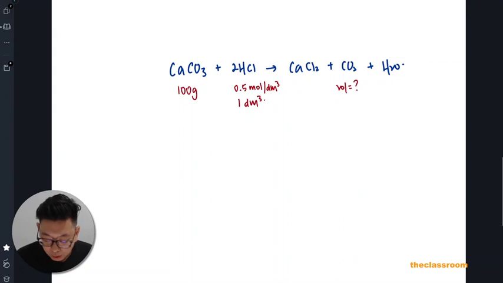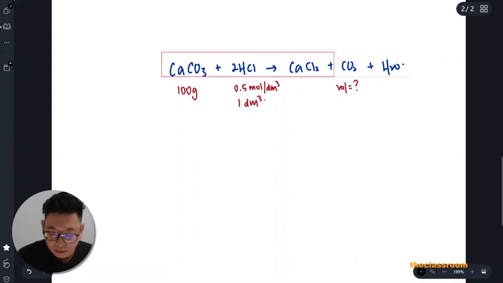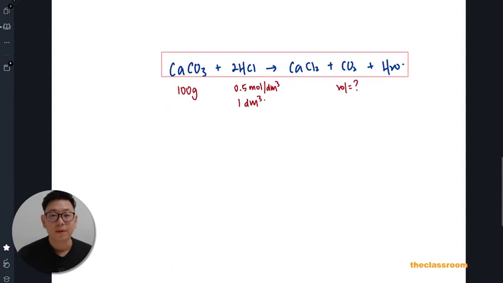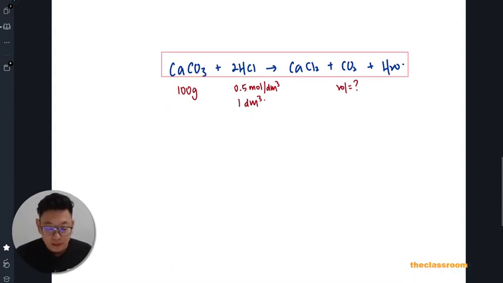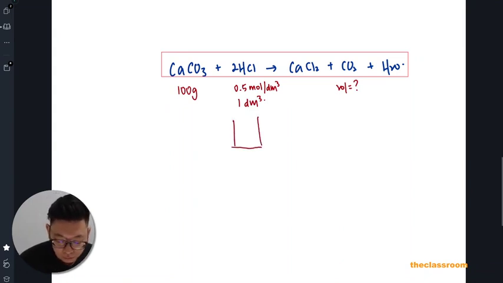Okay? So in this equation here, we are told that calcium carbonate reacts with hydrochloric acid to form calcium chloride, carbon dioxide, and water. And typically, calcium carbonate, because it's a solid, they'll give us mass in grams. Hydrochloric acid is a solution. They usually give us something like that. All right, so 1 dm cube, 0.5 mole per dm cube, and then this one is your calcium carbonate. So this is what you're given again. This is what you are given.